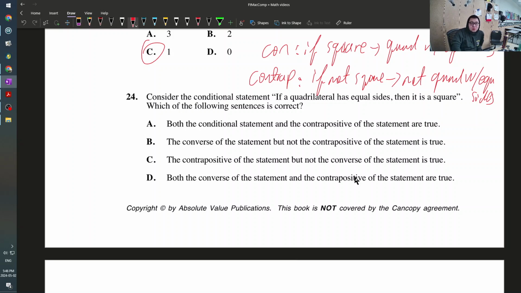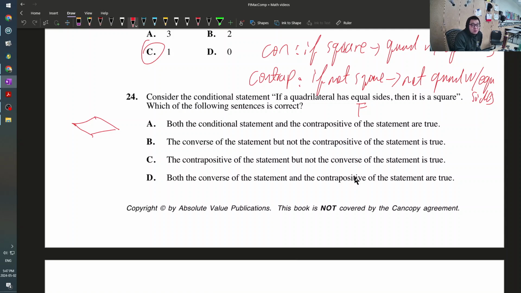So if a statement is true, the converse can either be true or false. If a statement is true or false, the contrapositive statement must have the same truth value. So if a quadrilateral has equal sides, then it is a square. This statement is false because a rhombus can also have equal sides. And because the conditional statement is false, then the contrapositive statement must also be false.